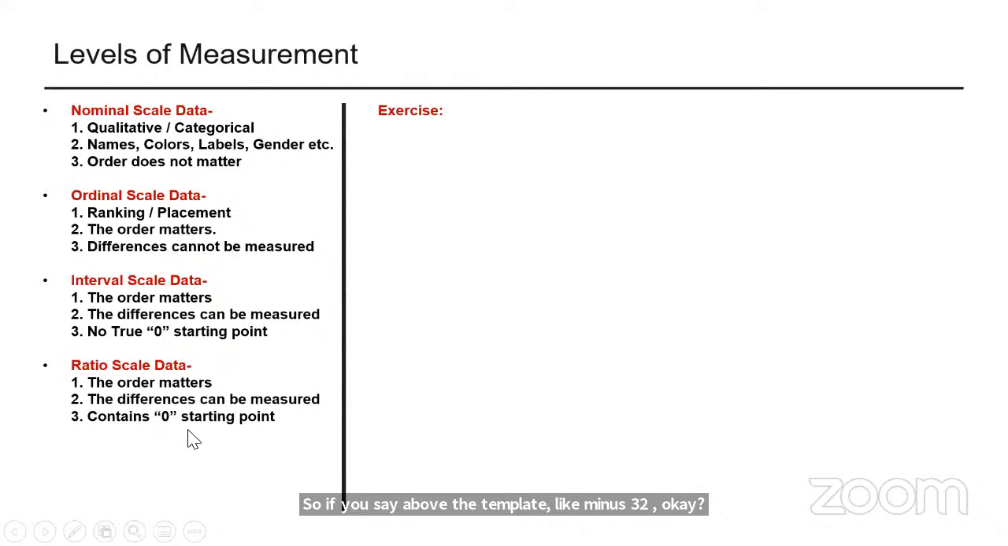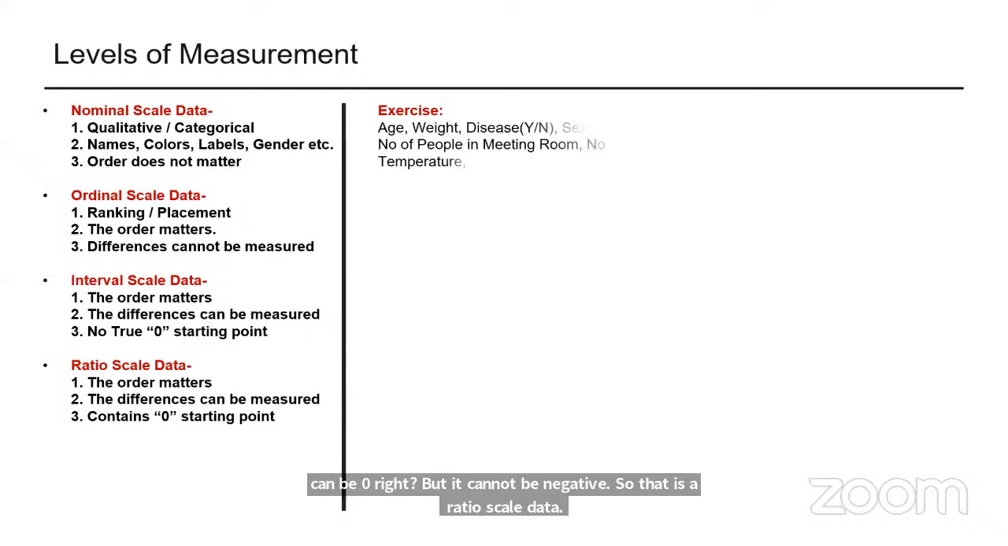Ratio scale data has a starting point, a zero starting point, which means the data can start from zero. Suppose the number of people present in the meeting room: it can be zero, right? But it cannot be negative. So that is ratio scale data. Let's see some examples here.